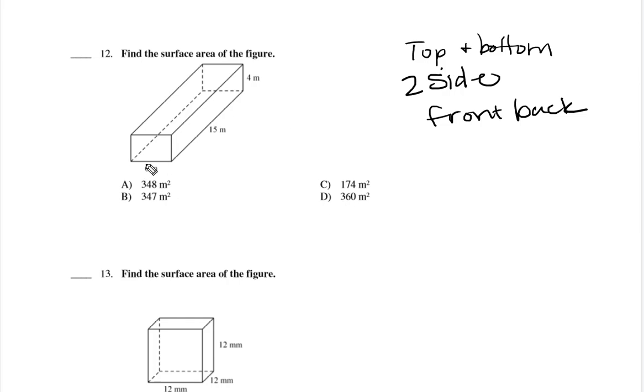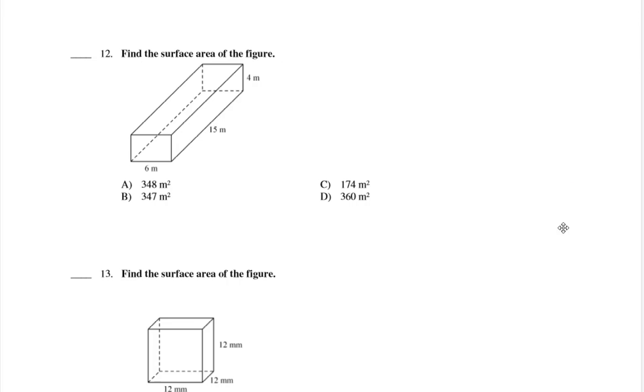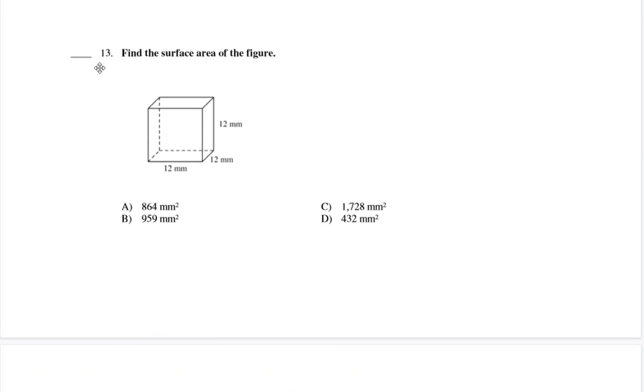So top and bottom, your measurements would be 6 and 15. The two sides, they're going to be 15 and 4. And front and back, you're going to be 6 and 4. Okay, moving forward. This is a cube. You will notice that because all three measurements are the same. So you find the surface area of one side, right? One side, and then you multiply it by 6.